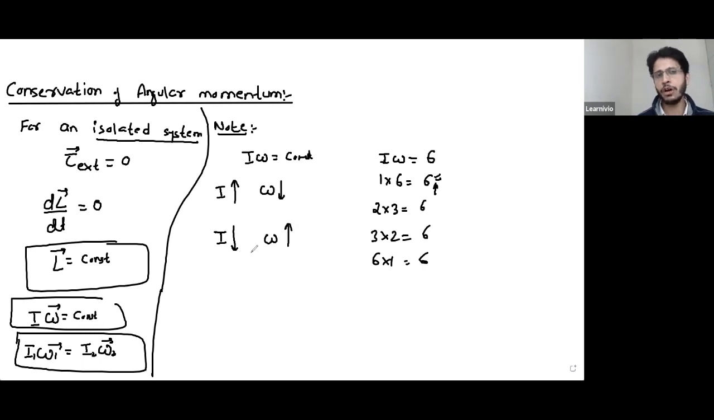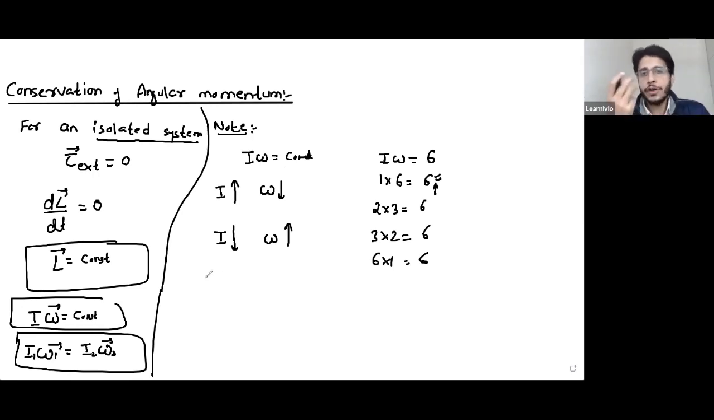So you have plenty of applications over this concept. Almost all applications of conservation of angular momentum that you will find in NCERT is based on this factor: if you have an isolated system, and somehow you decrease the moment of inertia of the system, then its angular velocity will increase. It was rotating with a higher angular velocity, it will rotate fast.